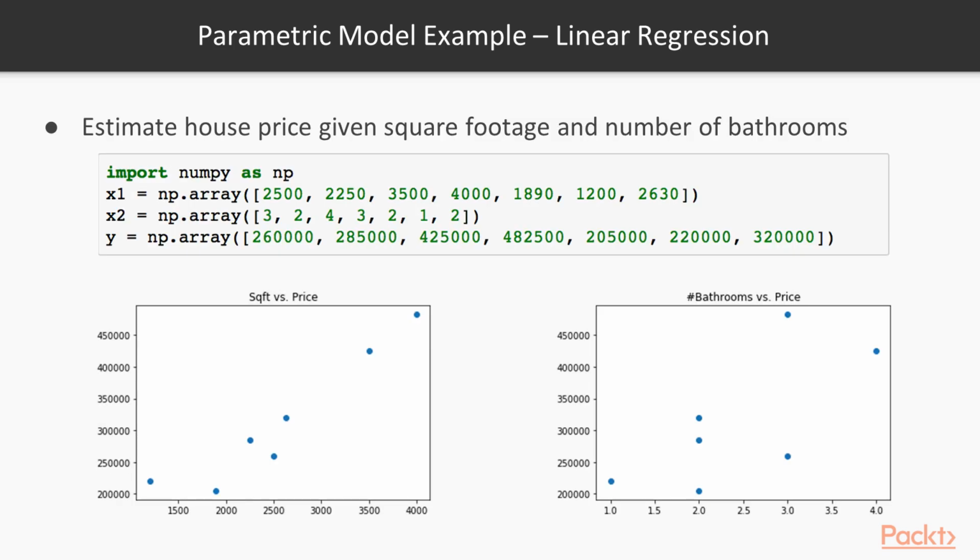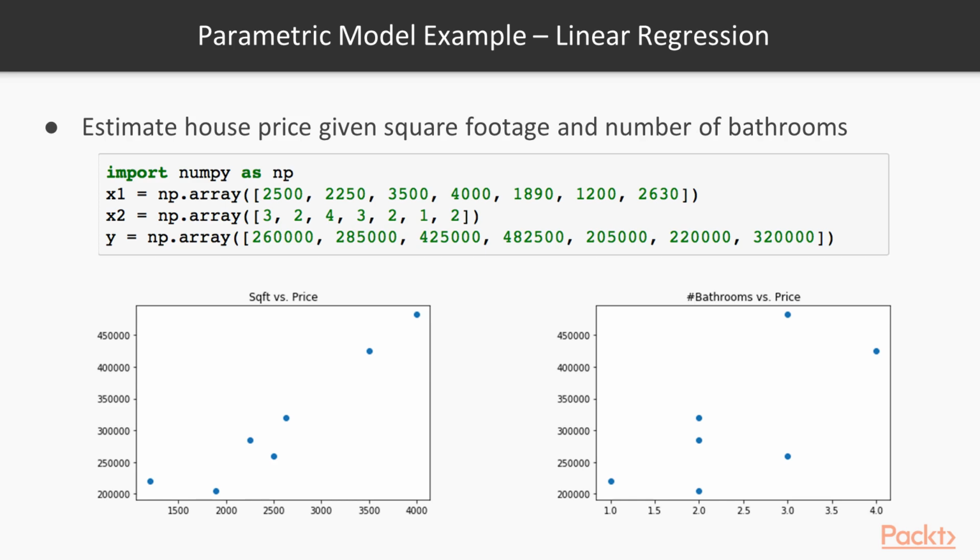x1 is our first variable, square footage. You can see we range from anything as small as 1,200 to as high as 4,000, and our price ranges anywhere from 200,000 to 500,000. In x2, we have the number of bathrooms, and these range from as few as 1 to as many as 4.